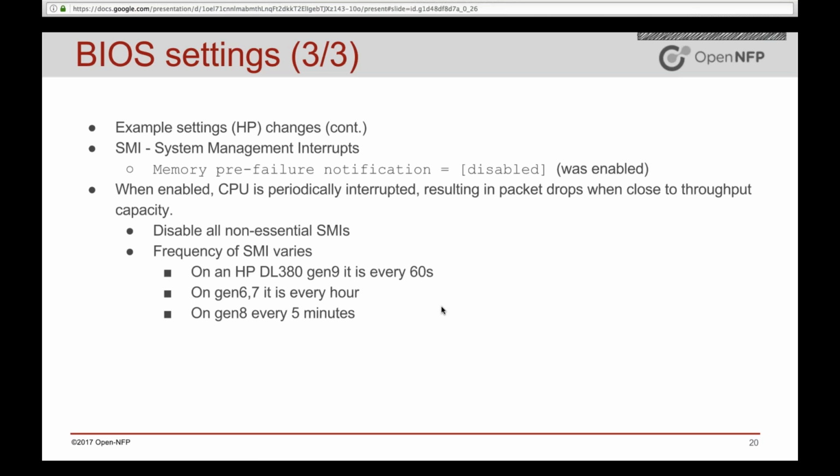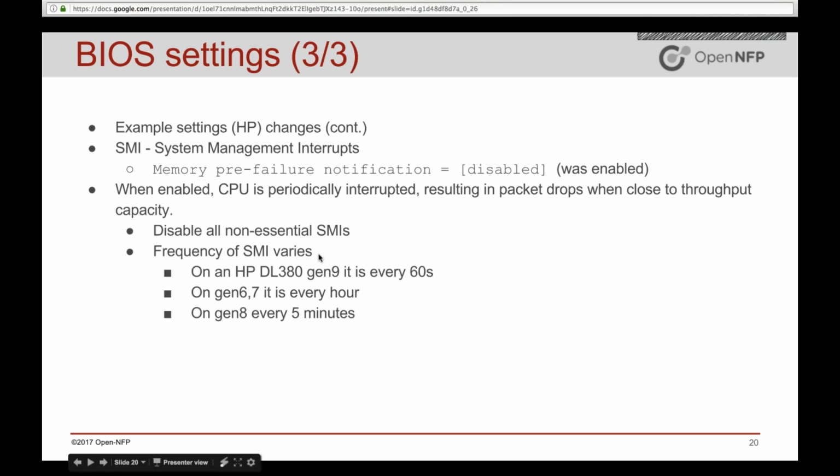For interrupts, again, these will vary according to the system that you're running on. The examples we're taking here are from some HP systems that we've used in our testing. The key thing that we disabled was memory pre-failure notification, and there may be other similar interrupts that systems generate. It was enabled, and we set it to disabled.